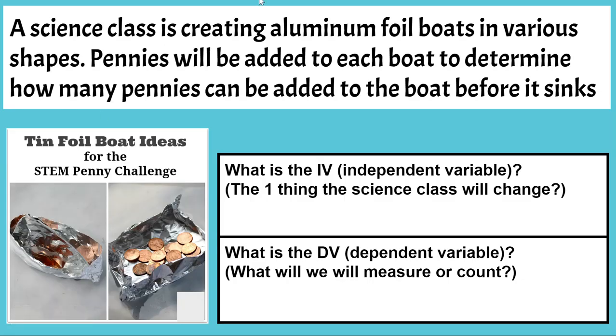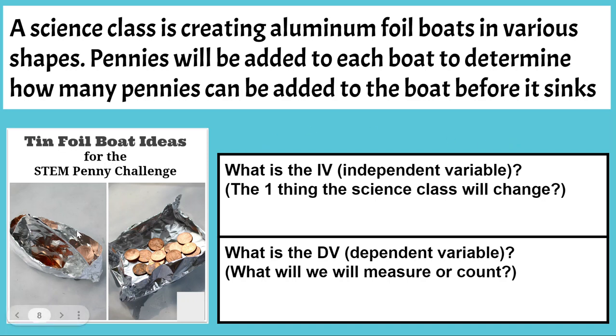All right, more reminders about things we're learning about. A science class is creating aluminum foil boats in various shapes. We even have the word various, which has part of variable in it, right? Pennies will be added to each boat to determine how many pennies can be added to the boat before it sinks. So this is the experiment.